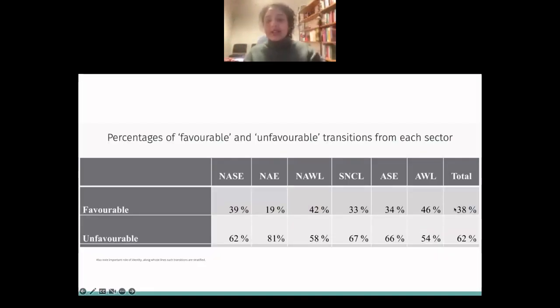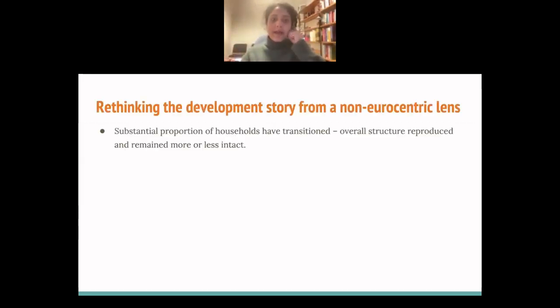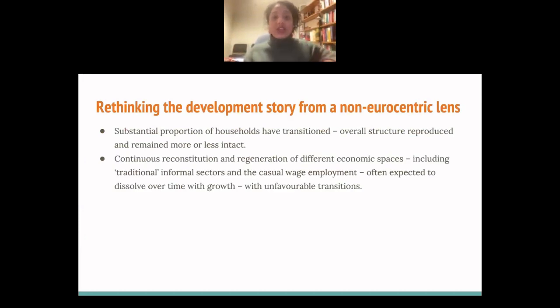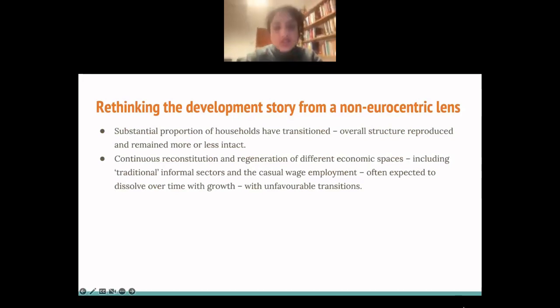And by this metric, about 62% of transitions in the economy are actually worse off. I do a bunch of robustness checks, trying to make the counterfactual better, etc., which I can come to if there are any questions. But where do we reach from here? There is a substantial proportion of households that have transitioned, despite which the overall economic structure of the country has remained more or less intact.